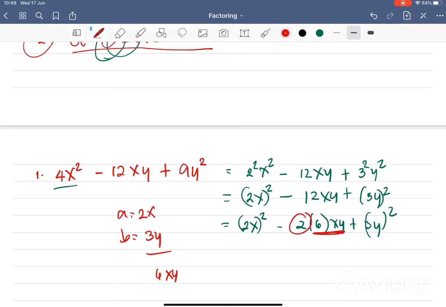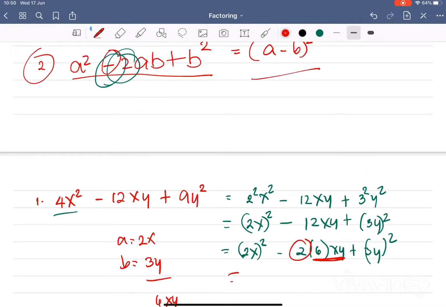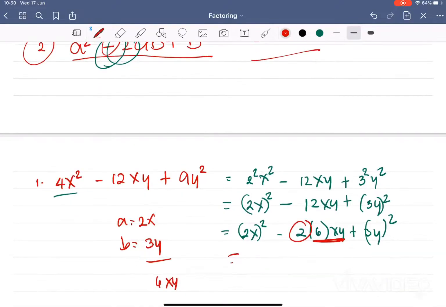So meaning 4x squared minus 12xy plus 9y squared is a perfect square polynomial which can be expressed in the form a minus b quantity squared. So our a is 2x minus our b is 3y, and then we can square it.